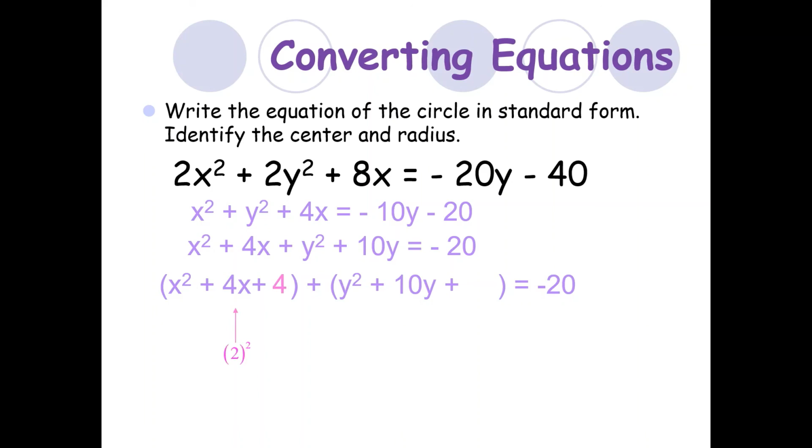Half of 4 is 2, 2 squared is 4. Since we added it to the left, we must add it to the right. Half of 10 is 5, 5 squared is 25. Since we added it to the left, we must add it to the right. Then I will factor the trinomials and combine the numbers on the right side of the equation. Now it's easy to identify the center and radius.